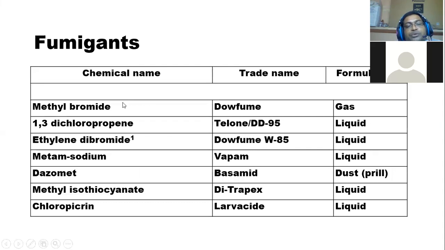So commonly methyl bromide, right? Methyl bromide, ethylene bromide, dazomet. These chemicals are still used nowadays in the plantation sector, mainly as a gas. Sometimes it has been recommended in liquid form also, but the liquid form is not preferred. Gas form is the most preferred and recommended method.